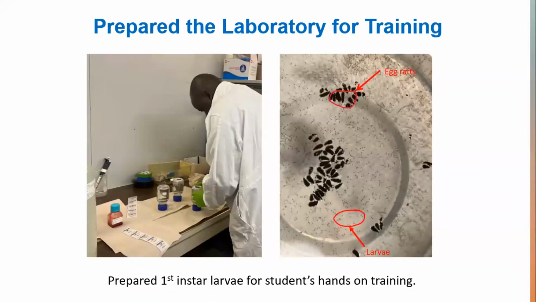Prior to the training, we needed to make sure we had all the different stages of the life cycle of the mosquitoes, right? So we made sure we had rafts. We had all four larval stages. We had pupation. We also had adult mosquitoes because we wanted them to have a visual and everything.